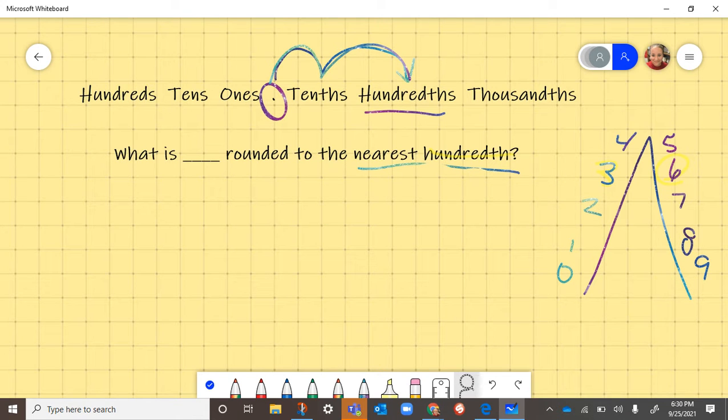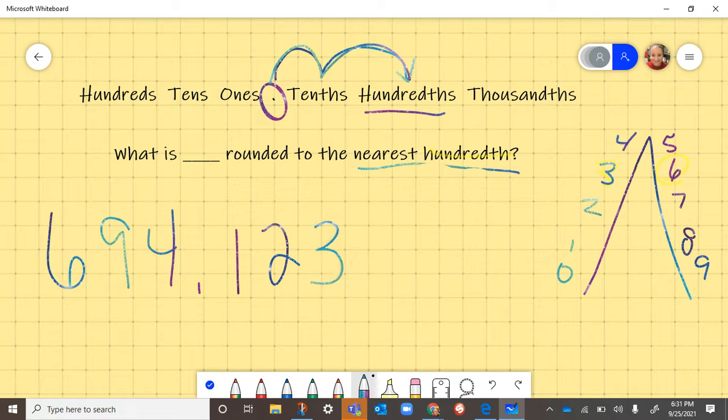All right, now I want you to try one by yourself. So let's do 694 and 123 thousandths. Go ahead, pause the video after you write this down, and then remember your steps. So your step 1 is you're paying attention to this. We're rounding to the nearest hundredth. So which one? Think about your place value chart. Where is that hundredths place located at?